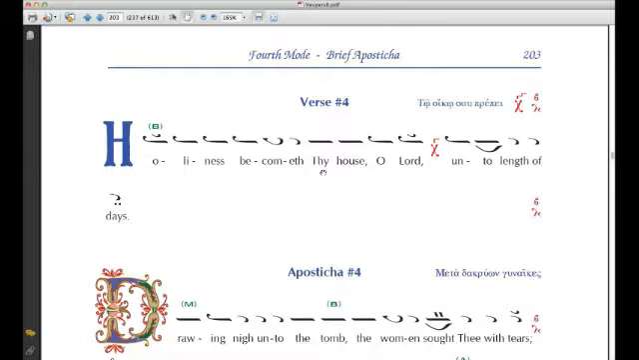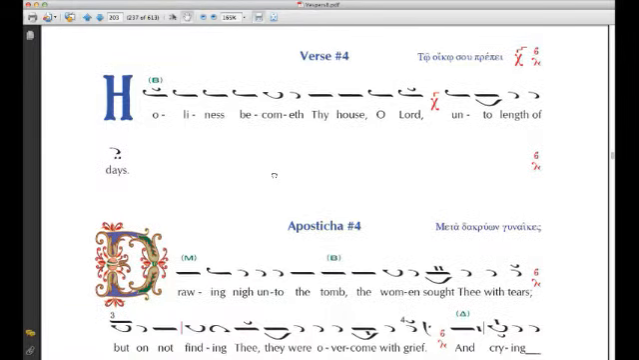Legatos, verse number 4. Holiness becometh thy house, O Lord, unto length of days.